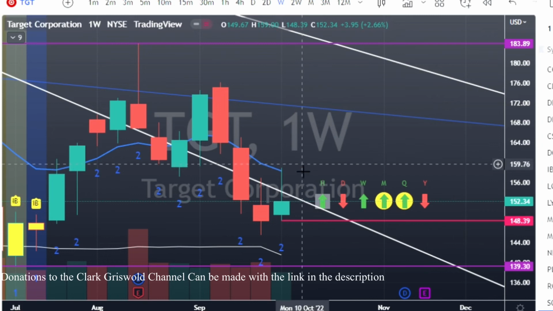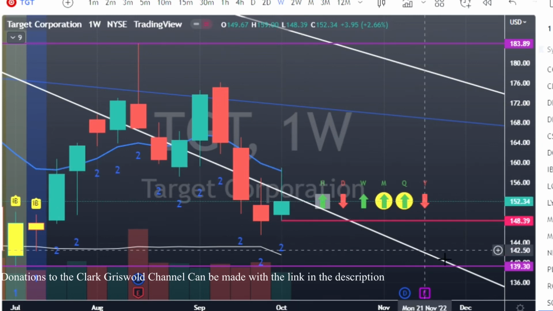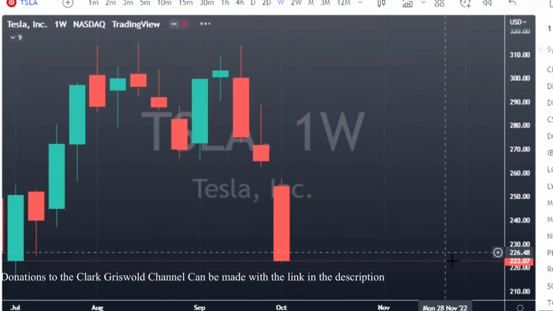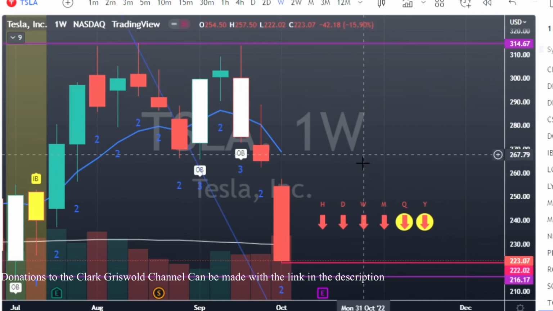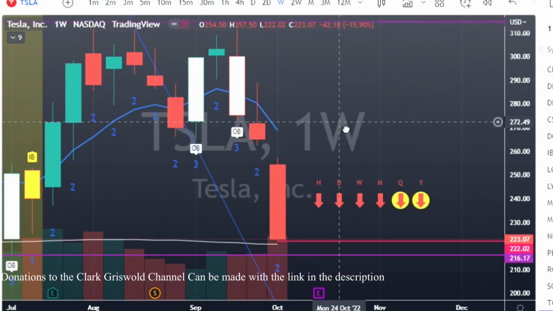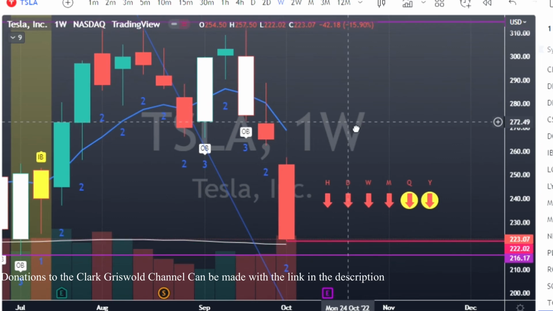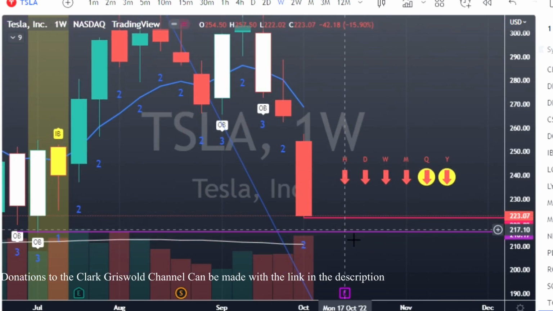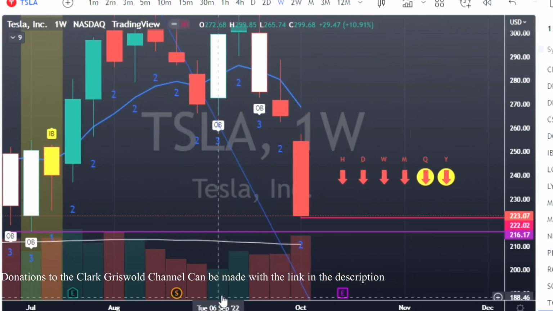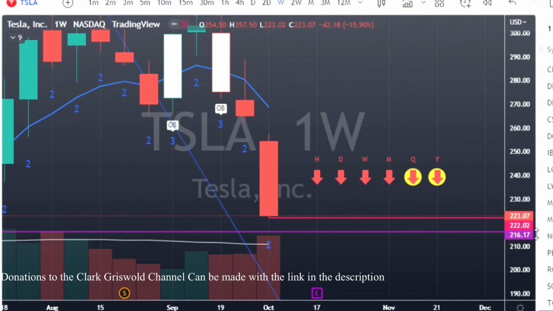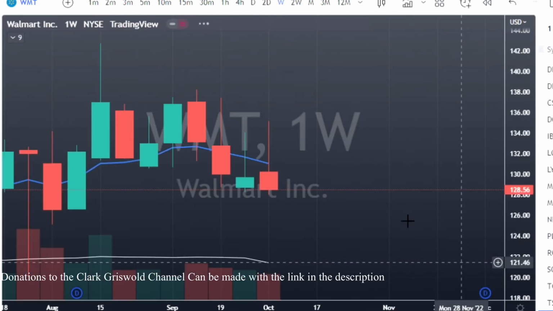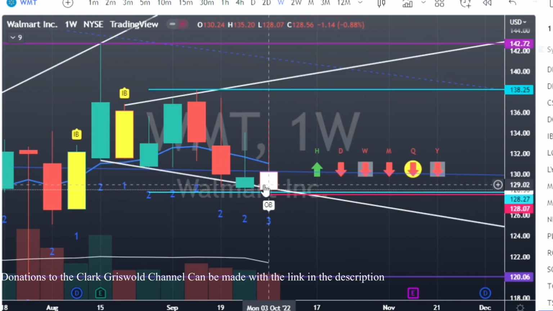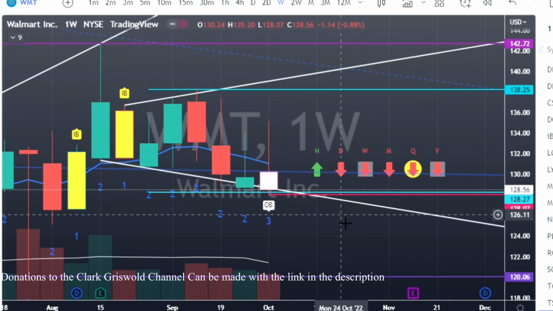Target, 2 up, green, but we do have a shooter candle. So puts at 148.39. Tesla, I'm not sure why I've got Tesla on here, but we have full time frame continuity to the downside on Tesla. We could definitely look for a continuation here this week, but we'll see what happens with Tesla. If you're looking at it, puts at 222.02 on Tesla.